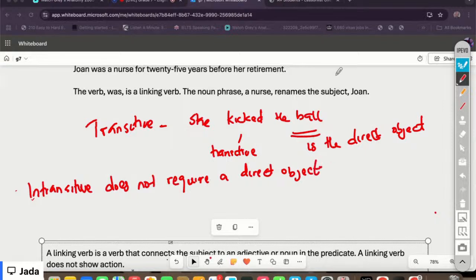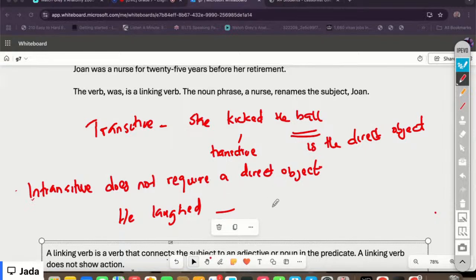Okay? So intransitive does not require a direct object. Remember that it only has like the prepositional phrase. Okay? So for example, we can have "he laughed." And then you can ask the question, he laughed at what? What did he laugh at? There's no direct object. Okay?